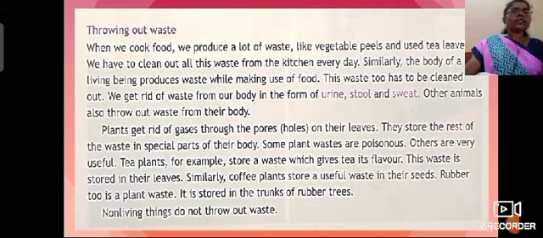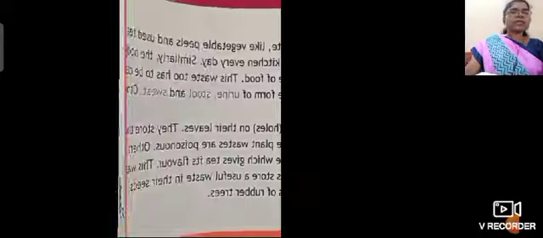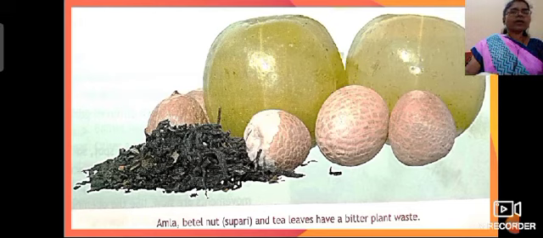Similarly, coffee plants store a useful waste in their seeds. And rubber, the rubber tree, rubber too is a plant waste. It is stored in the trunks of rubber trees. But non-living things do not throw out waste. Next we'll see here, you can see the picture of amla, betel nuts, and tea leaves, which have bitter plant waste.